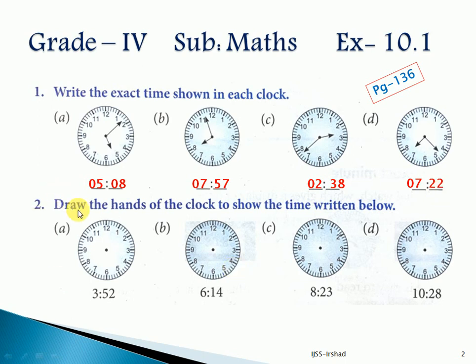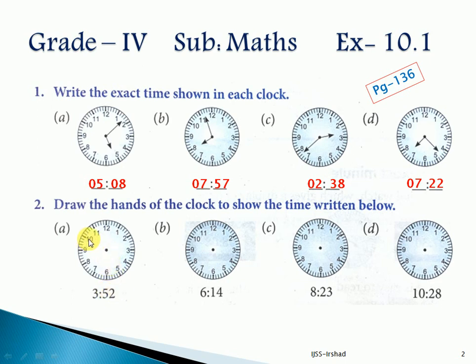And question number 2, draw the hands of the clocks for the time written below. Here they have mentioned the time, and you have to draw the 2 hands, the minute hand and the hours hand. You have to keep in mind that the minute hand is longer than the hours hand. So for example, here it is 3:52. So the minute hand will go on 52.